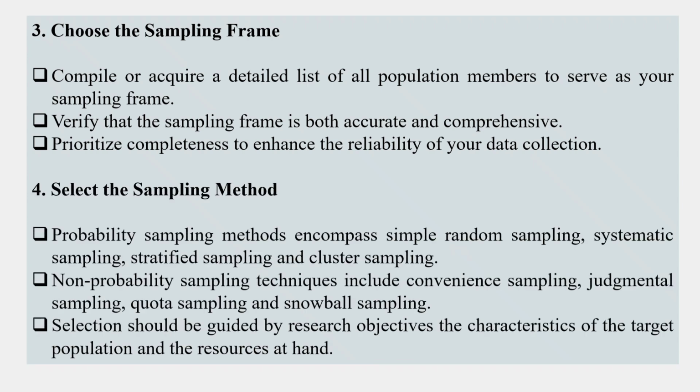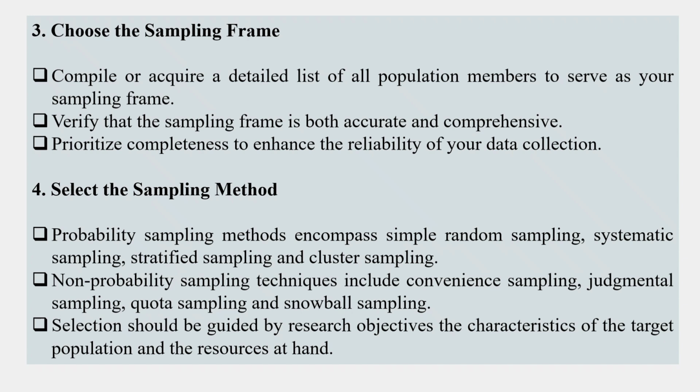The fourth step is selecting the sampling method. There are mainly two types, probability sampling method and non-probability sampling method. The probability sampling method ensures each member of the population has a known chance of selection. Some of the common types include simple random sampling. Here, every individual has an equal chance.